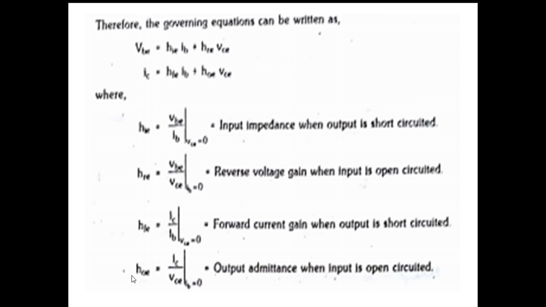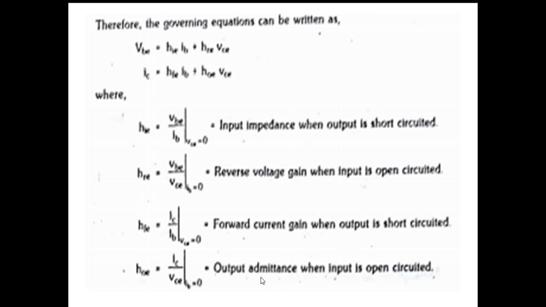Next, the last one, HOE. HO stands for output admittance. So, generally, this HOE is equal to IC by VCE, where IC is the output current, VCE is the output voltage. Current by voltage is nothing but admittance, or reciprocal of resistance. Therefore, it is the output admittance when the input is open circuited, IB is equal to 0.